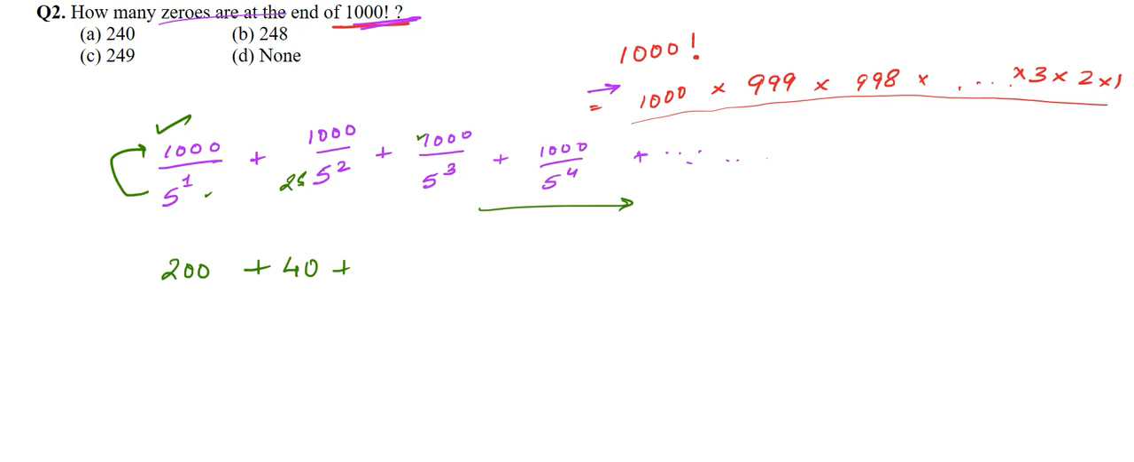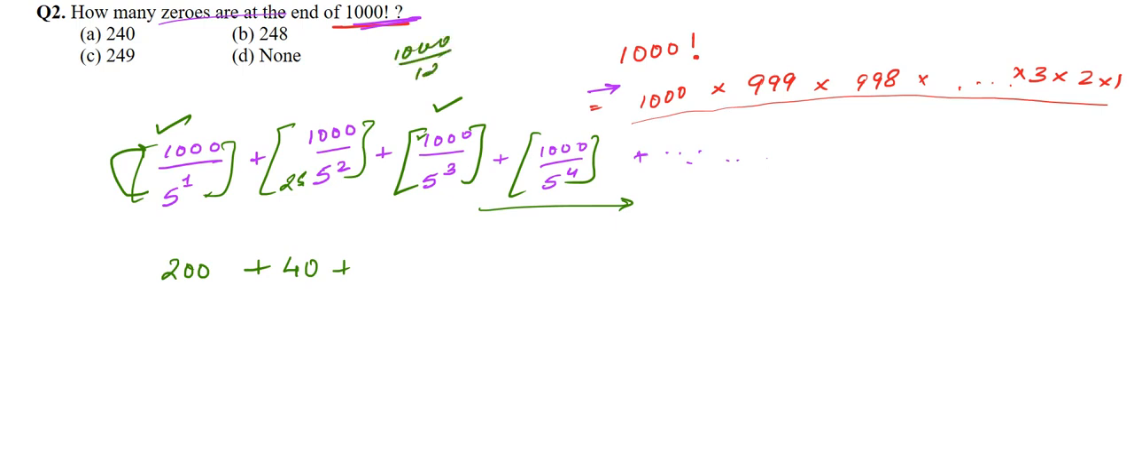Now let me tell you one thing: in this we will always consider the whole number, we will not consider the decimal points. Like here we have 1000 by 125. If we calculate 1000 by 125, we get the exact value as 8. So here we have got 8, so we will directly write 8.